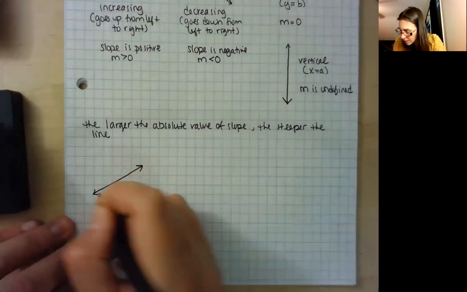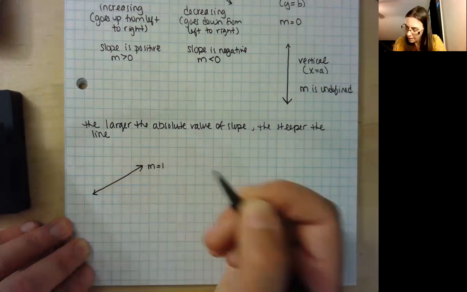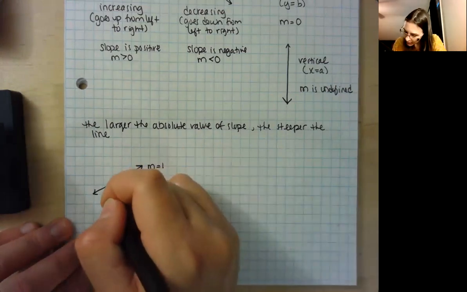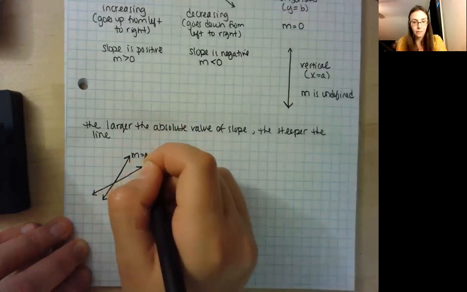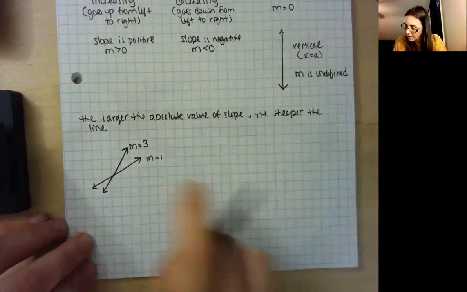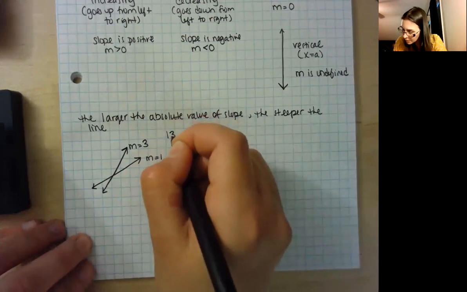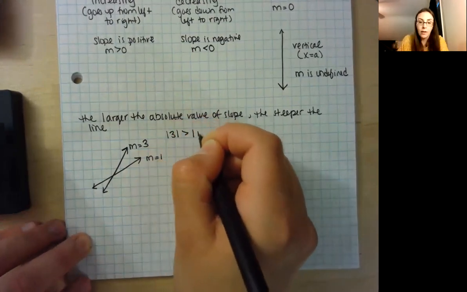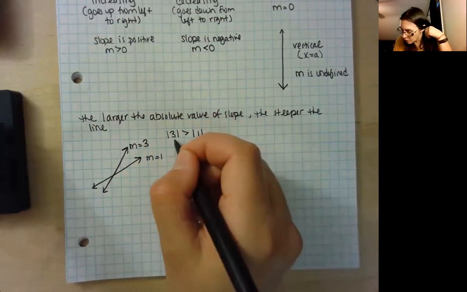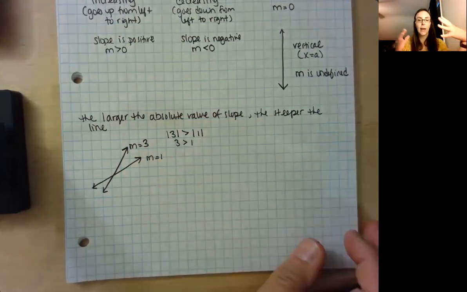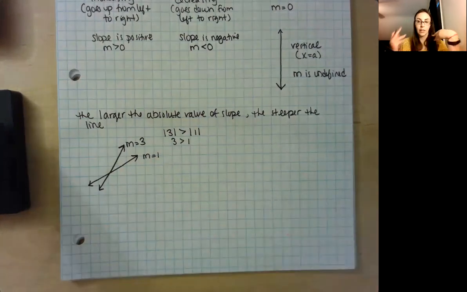So, for example, let's say, and again, this is not drawn perfectly, but this could be something with a slope of 1, and something like this maybe is a slope of 3. Okay. Now, the absolute value of 3 is bigger than the absolute value of 1, right? Because the absolute value of 3 is 3, and the absolute value of 1 is 1. So the larger the absolute value, the more straight up and down the line goes. And that's also true with negatives.